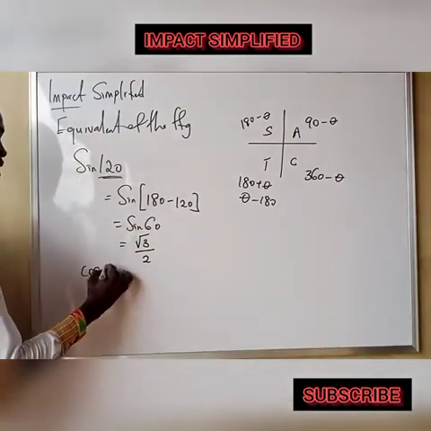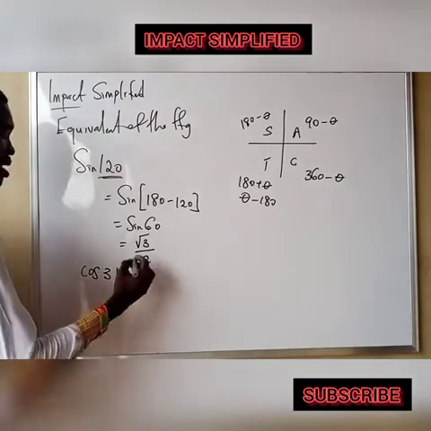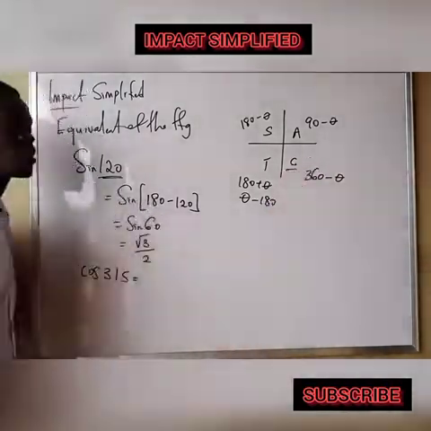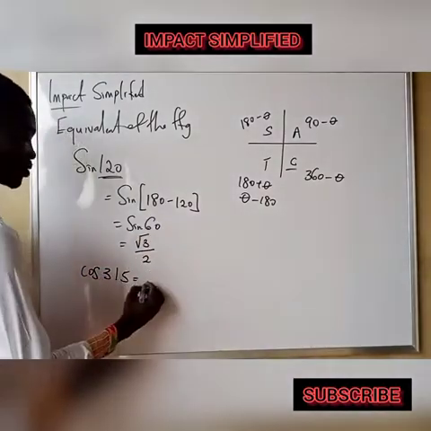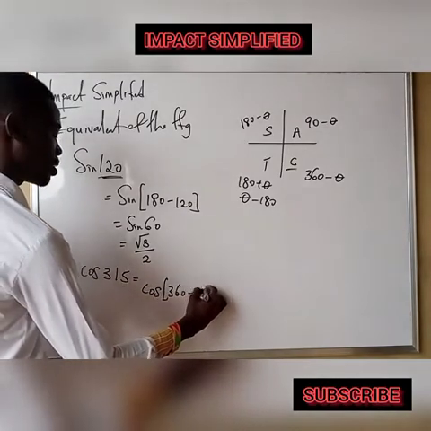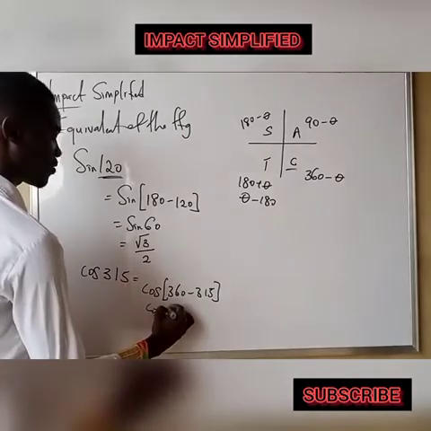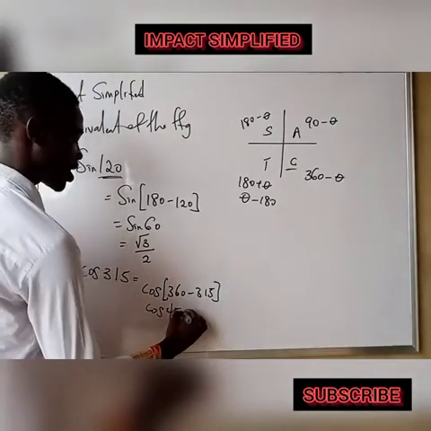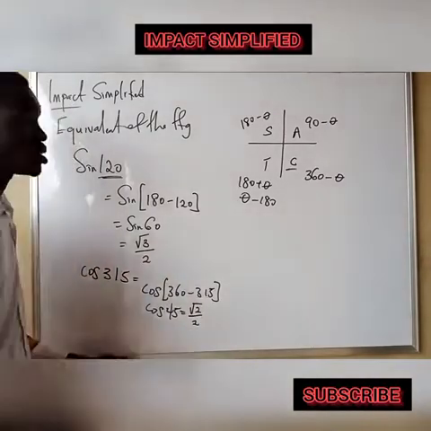Now let's look at this again. What is the equivalent of cos 315? Do we get that? Where does 315 belong to? 315 belongs to the fourth quadrant, and that makes cos positive. And this will give us cos of 360 minus 315. And what is 360 minus 315? That will give us 45. And what is cos 45? That will give us root 2 over 2. It's simple.